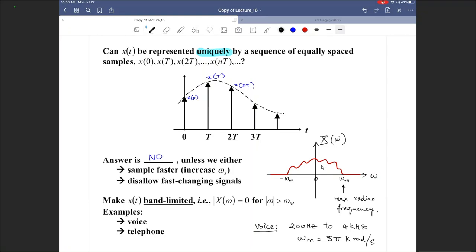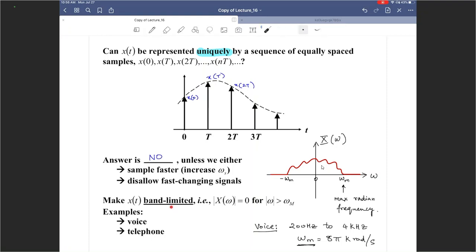So that would set up my sampling rate, omega s. Once I find the maximum frequency in the signal that I am trying to sample, that will dictate at what rate I should sample the signal. Because I know the maximum frequency, I can use that information.